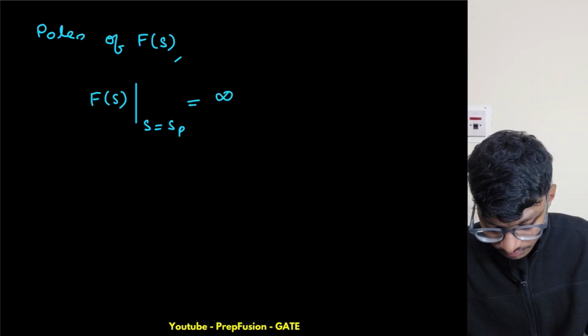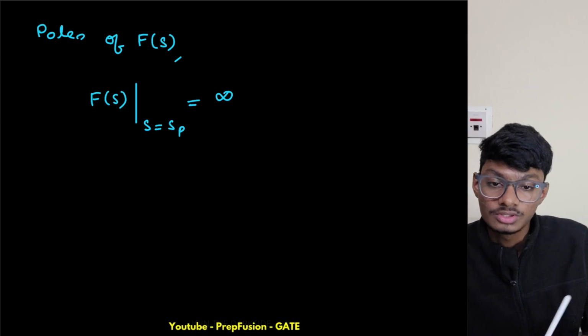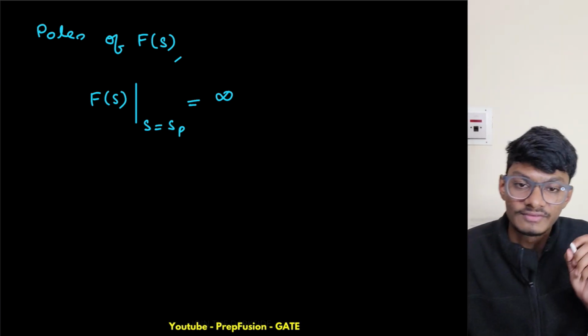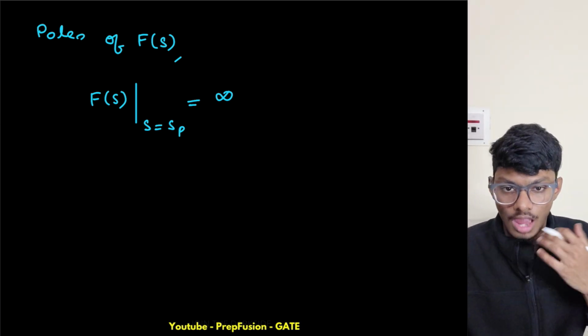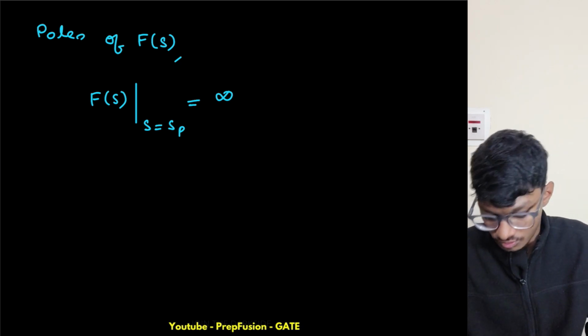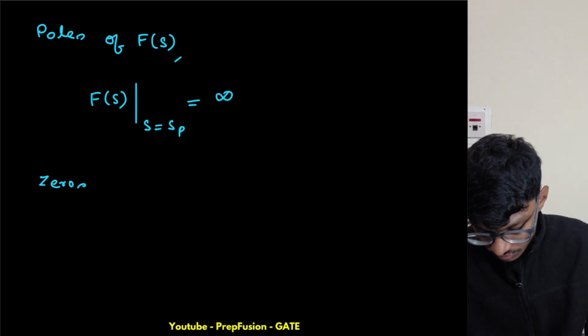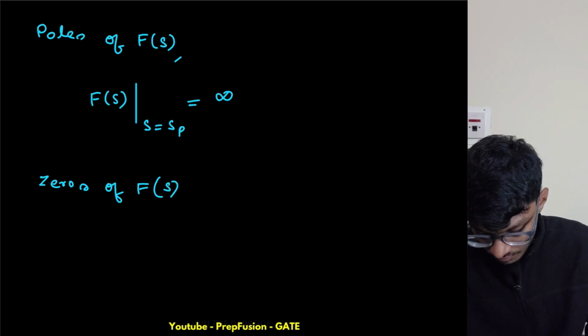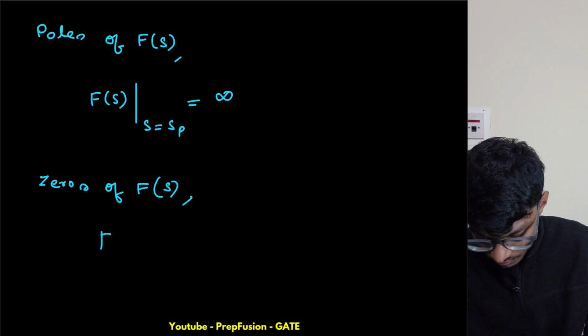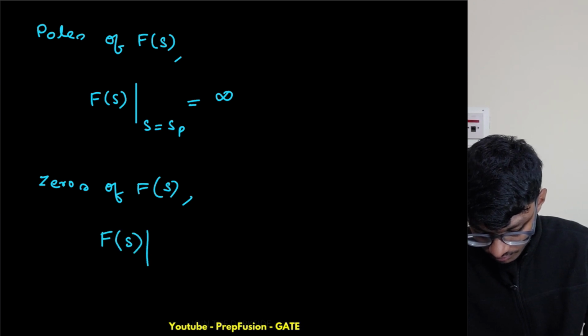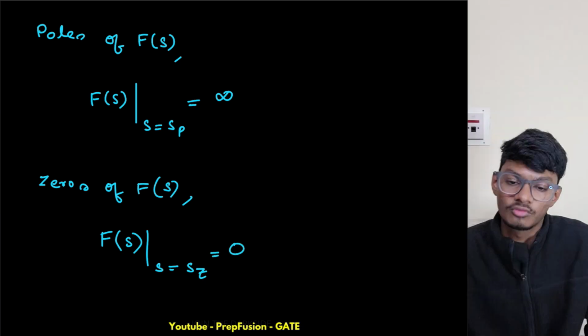Now what do zeros of f of s mean? Basically at that value of s, obviously my f of s goes to 0. The value of f of s is 0.